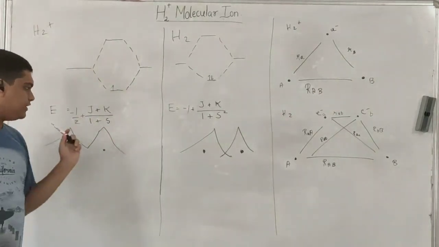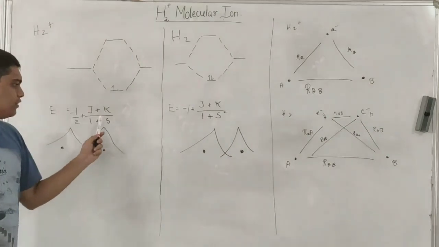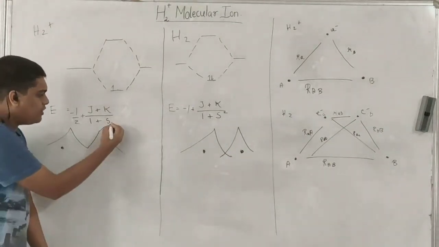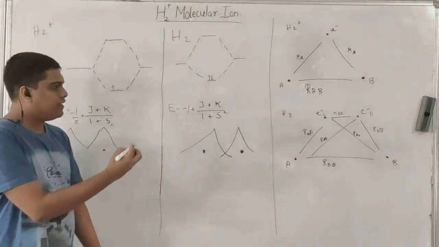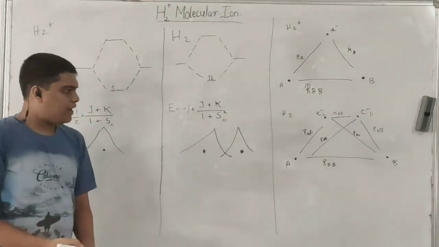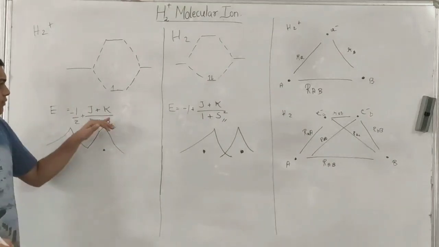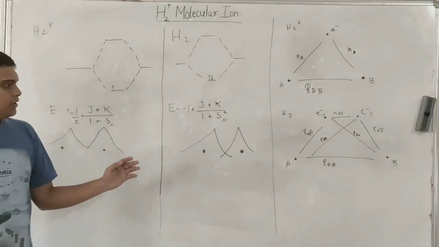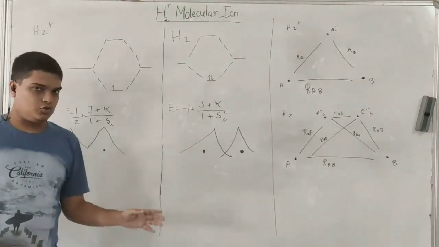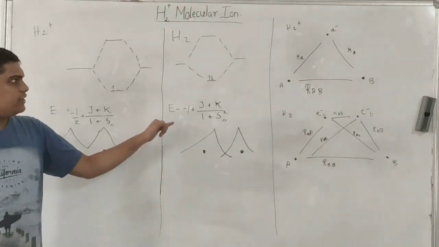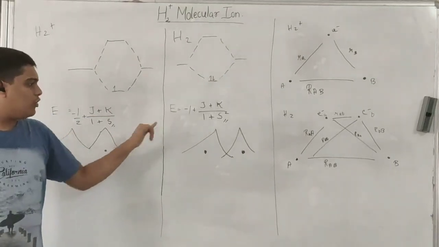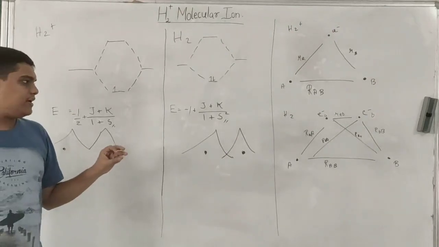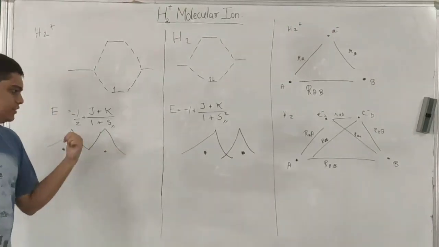By the energy equation, we can see that the overlapping integral in H2 here is S, while for the H2 plus it is S square. So as we know, the higher this is in the denominator, the lower is the energy. So the energy for the H2 is lower as compared to the H2 plus. So that is why this is more stable as compared to this.